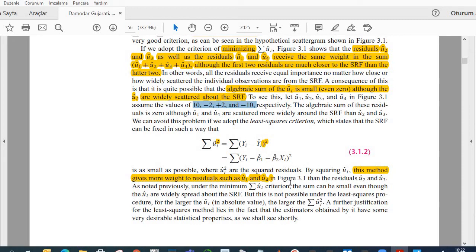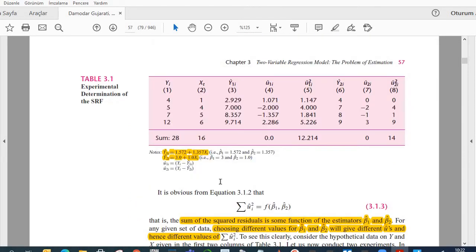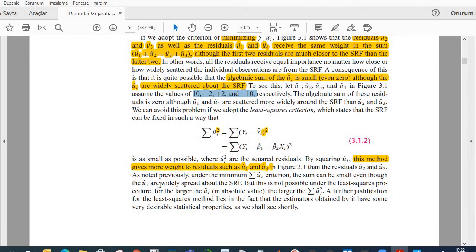So from figure 3.1, the residuals u2 and u3, as noted previously under the minimum sum of u criterion, the sum can be small even though the u are widely spread out around the sample regression function. But this is not possible under the least square procedure. The larger the u in absolute value, the larger the sum of u squared. A further justification for this square method lies in the fact that the estimators obtained by it have some very desirable statistical properties, as we shall see shortly.